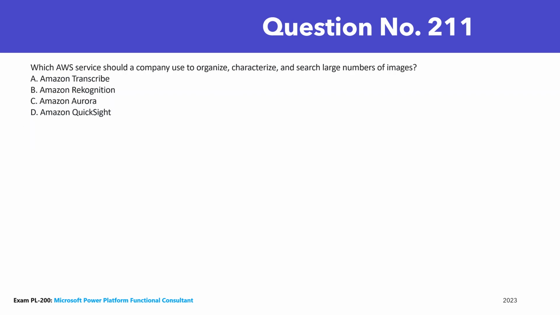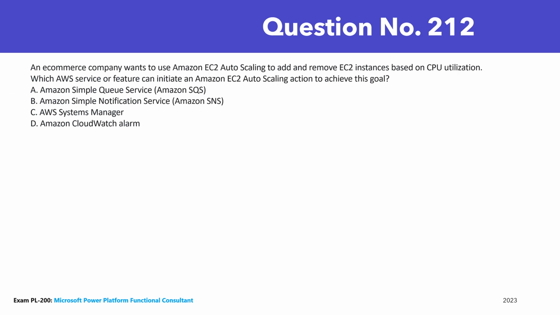Which AWS service should a company use to organize, characterize, and search large numbers of images? A. Amazon Transcribe. B. Amazon Rekognition. C. Amazon Aurora. D. Amazon QuickSight. Correct answer, B.